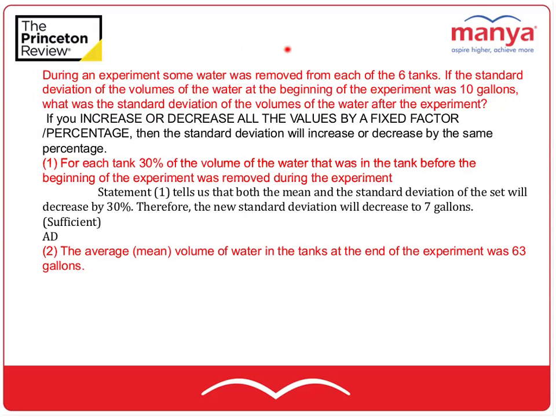So the second statement. The average volume of the water in the tank at the end of the experiment was 63 gallons. So here we know the average. We need average to find standard deviation. So that means this is the average at the end of the experiment. So we know the volume of the water at the end of the experiment. So will that help us to get the standard deviation? Yeah. So is this statement sufficient? Can you all type your answer?